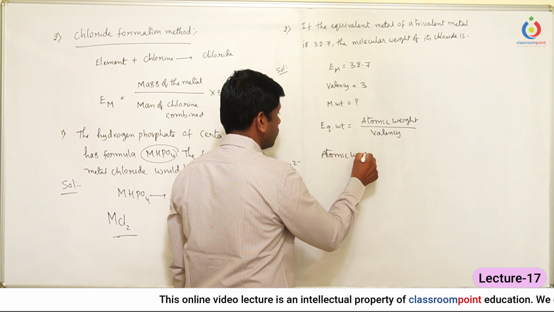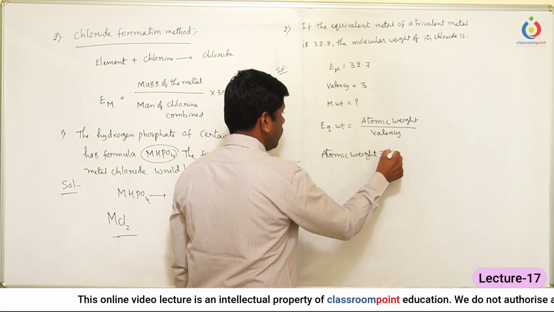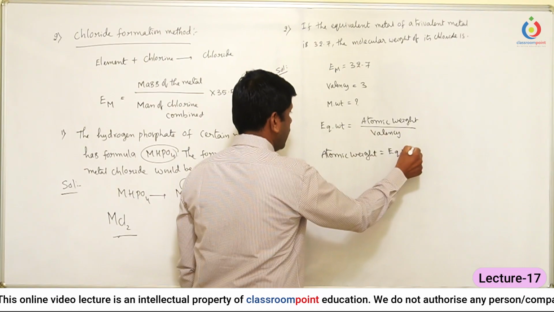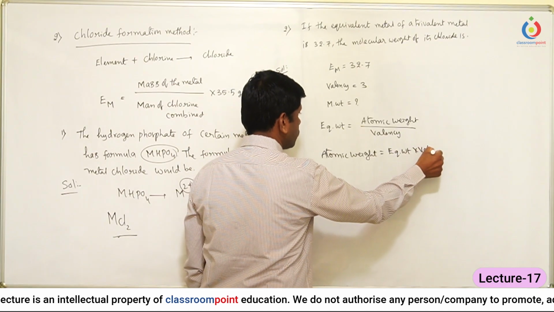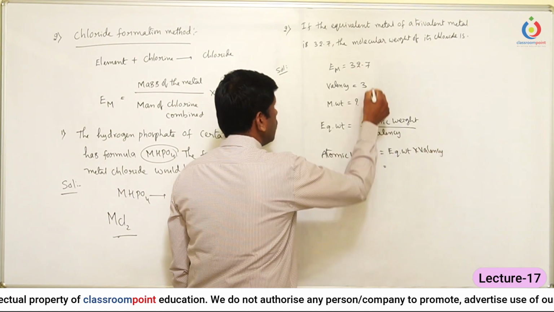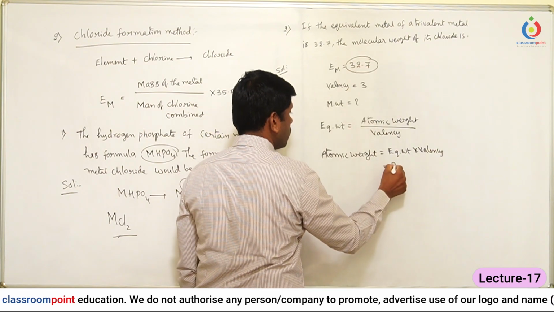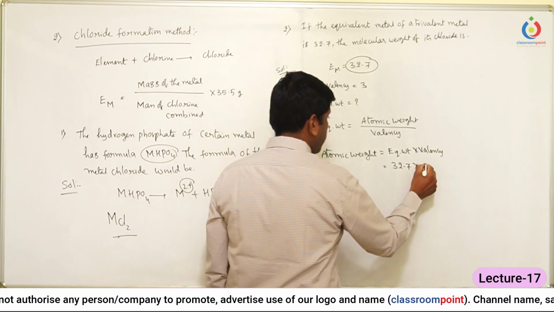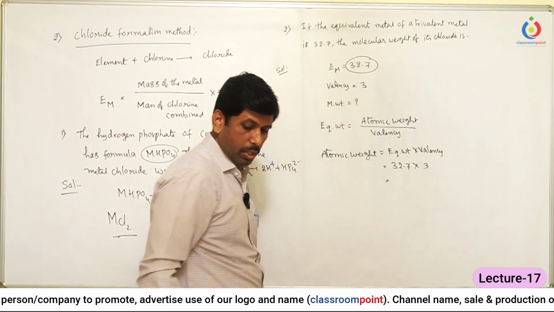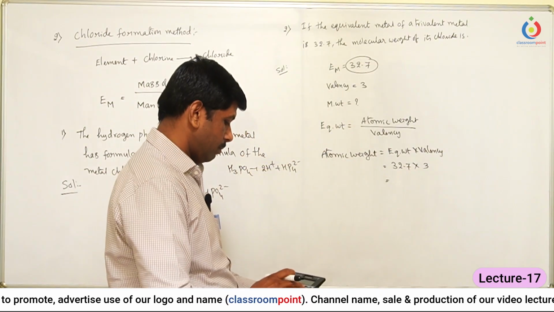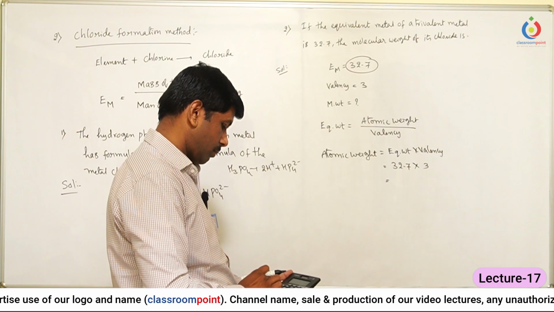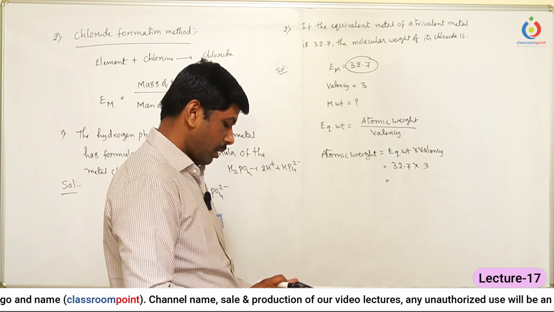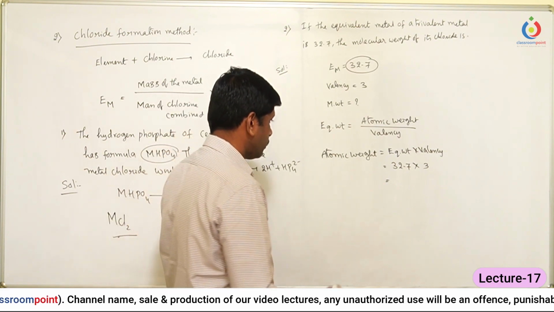Let us calculate the atomic mass from this formula. Atomic weight is equal to equivalent weight into valency. Equivalent mass is already given, 32.7, into valency, which is also given, 3. So 32.7 into 3 is 98.1.